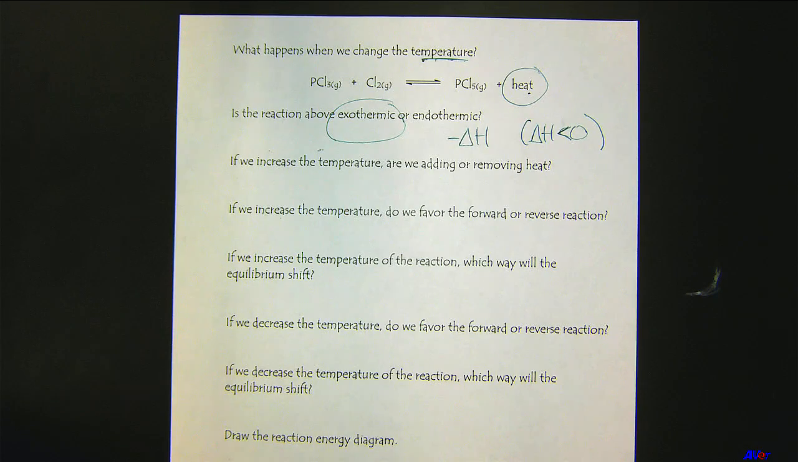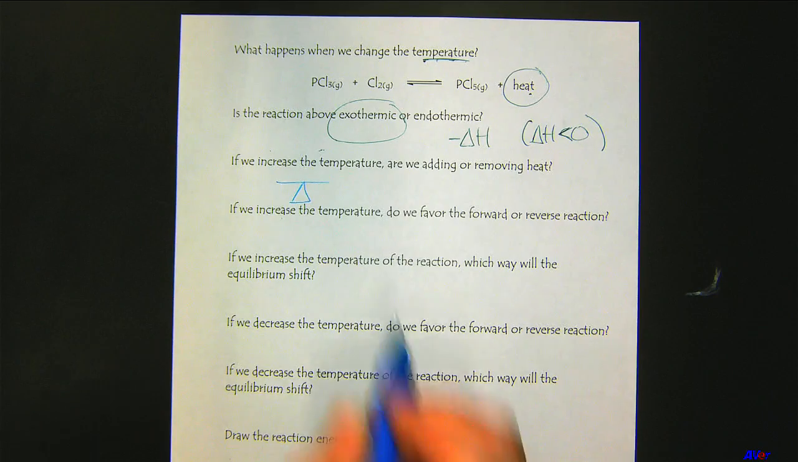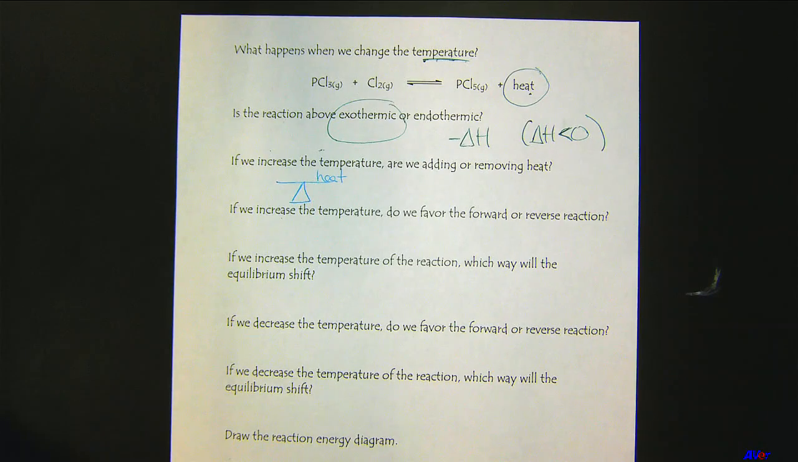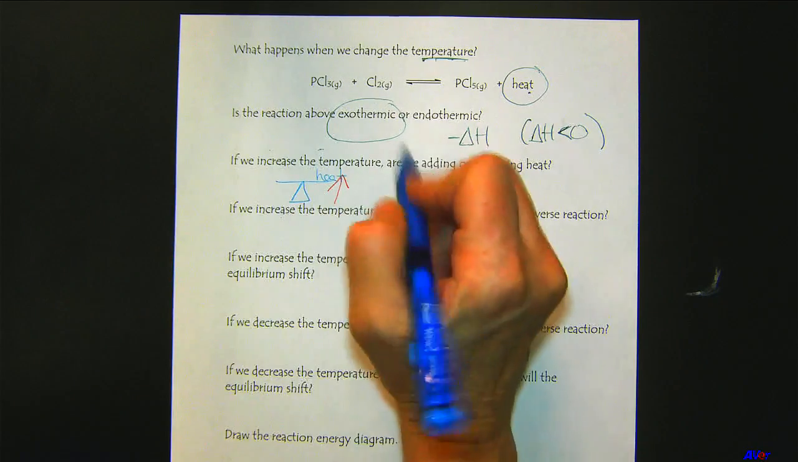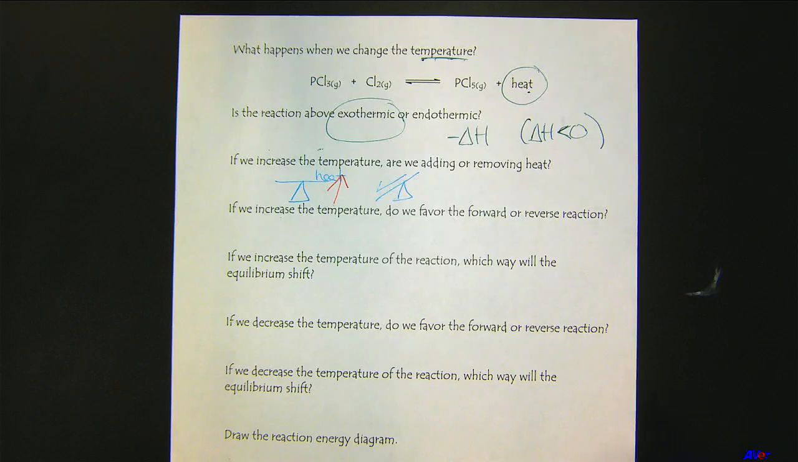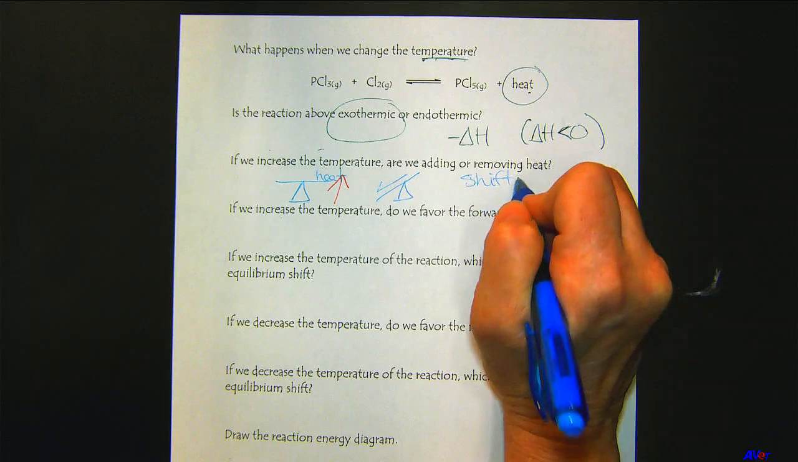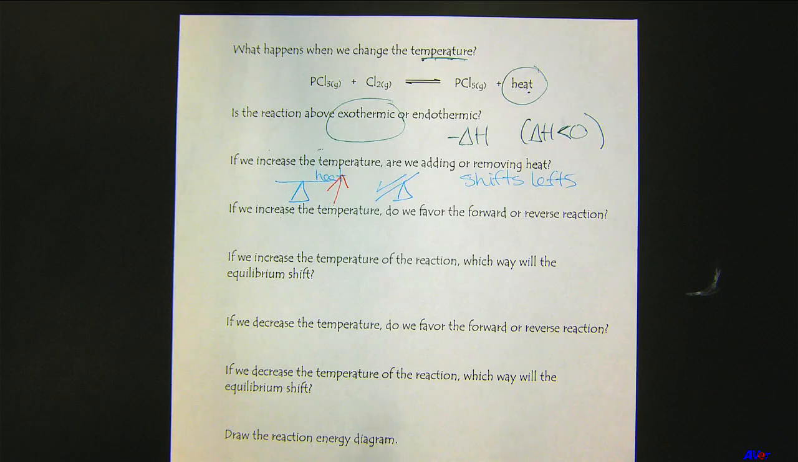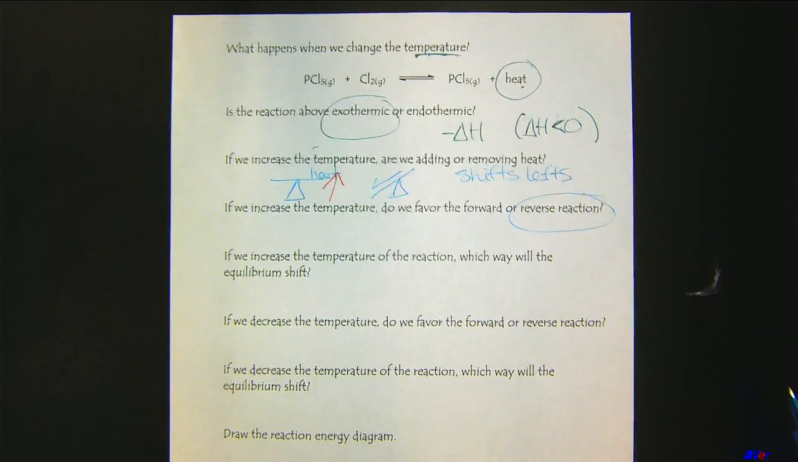Alrighty, so now if we look at our reaction in equilibrium, heat is on the right, so we're going to put heat over here on the right. And so now if we increase the temperature, that means we're going to go up on this side. If we push up on the right side, we're going to shift our equilibrium to the left. So we can see that if we increase the temperature, it favors the reverse reaction.